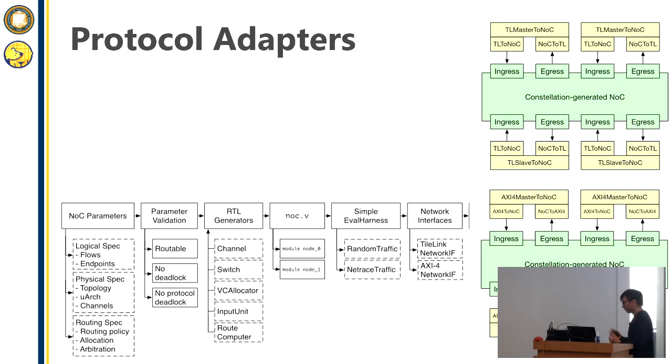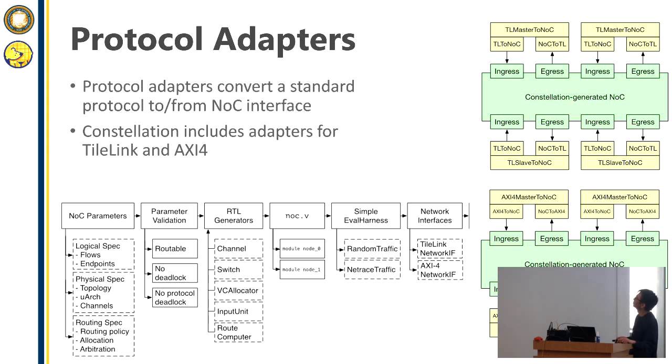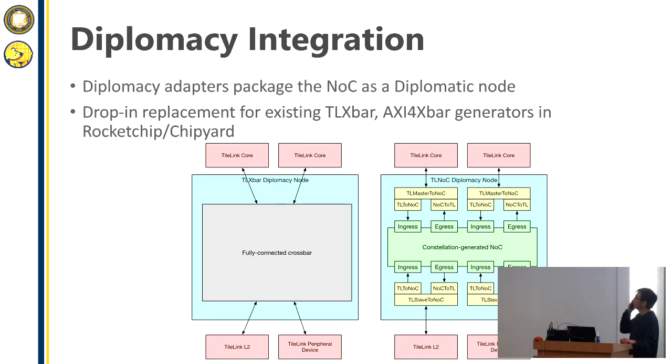OK, so for actually integrating the NoC into an SoC, you need to connect it to a protocol. And that's where we have these things called protocol adapters, which basically convert from a standard high-level protocol like TileLink or AXI4 or whatever, down to the abstract internal protocol in Constellation. So it's pretty easy to extend this with your own protocol adapter, but out-of-the-box support is provided for TileLink and AXI4. And finally, this is all integrated into diplomacy.